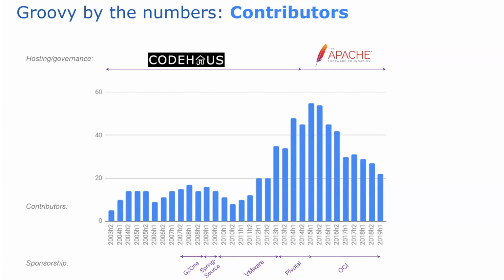What you can notice from this picture is that, whether or not there have been multiple full-time sponsored people, there have always been quite a few contributors to the Groovy project. In fact, since the move to Apache, the overall trend is that there are more people contributing now than there were before.